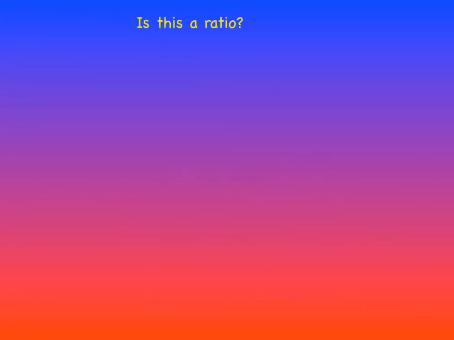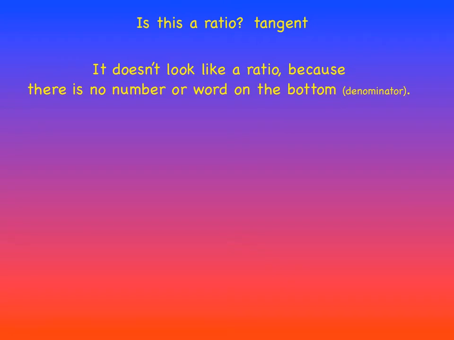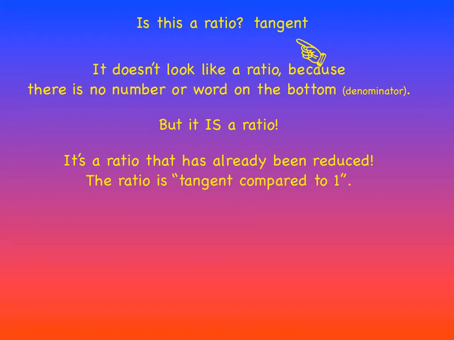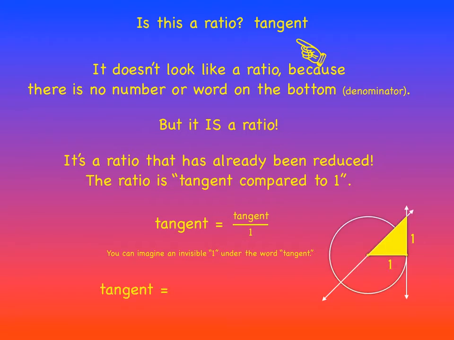Okay, here's the craziest one of all. Is this a ratio? Just the word tangent. Well, it doesn't look like a ratio because there's no number or word on the bottom, but it is a ratio that has already been reduced. The ratio is tangent compared to 1. And again, you can imagine an invisible 1 under the word tangent if you want. Tangent is the same as tangent over 1. Was it the same as tangent over radius when it's constructed on a unit circle?